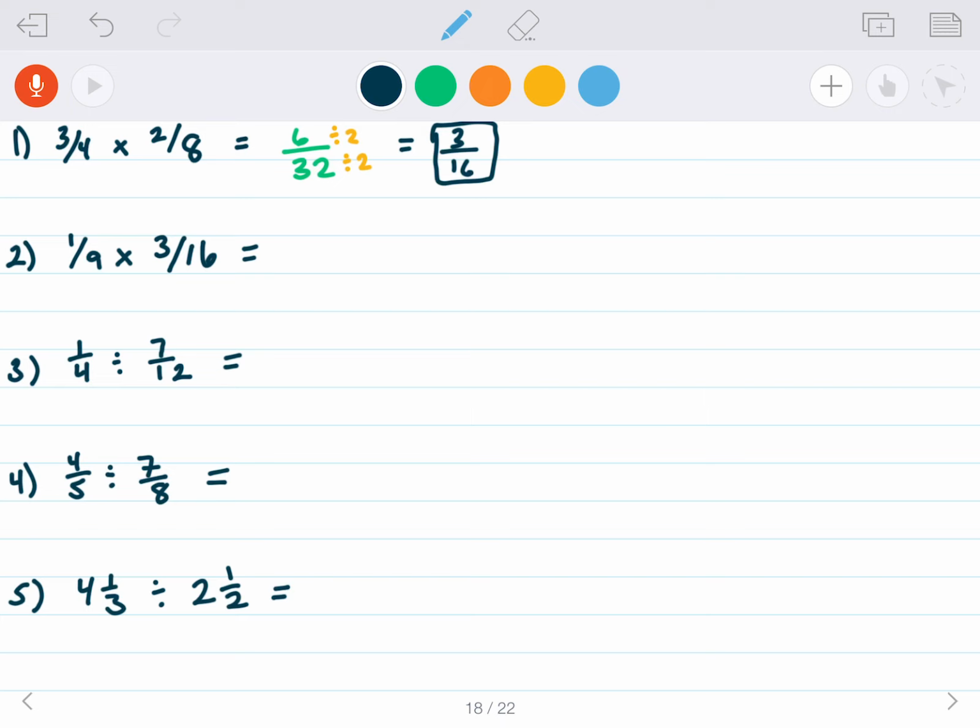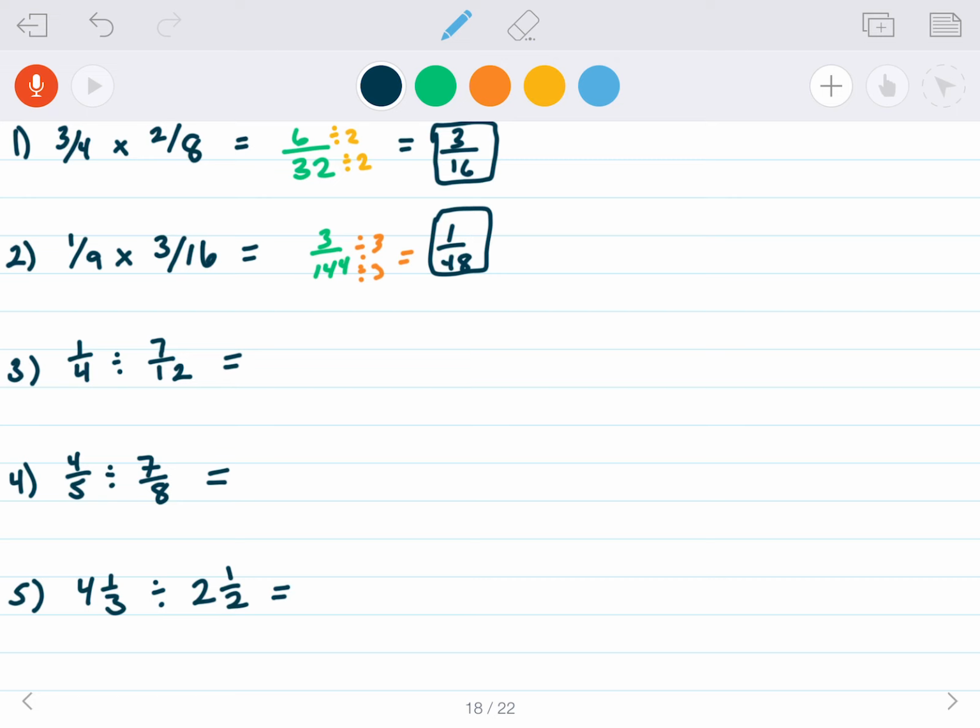All right, for number 2, same thing, multiplying straight across. 1 times 3 is 3. And 9 times 16 is 144. And 144 is actually divisible by 3. So if I divide top and bottom by 3, this is going to give me a simplest answer of 1 divided by 48. Can't divide any more than that.